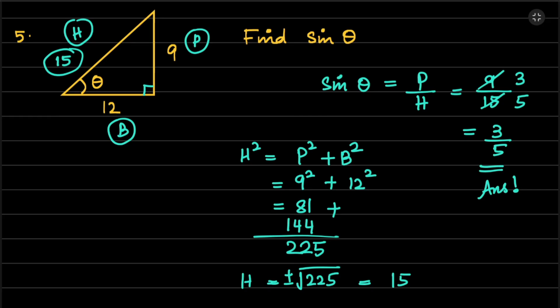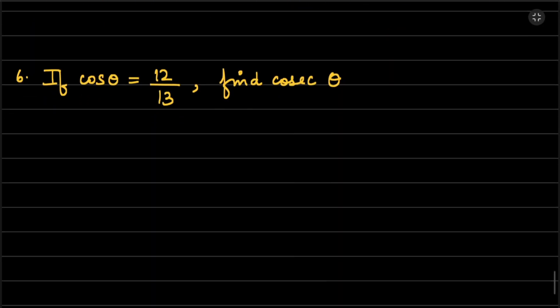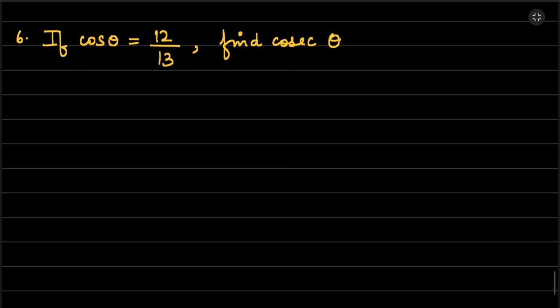So all the questions that we are doing today are super easy questions. Absolutely nothing that you have to worry about or think through. It's very, very easy. Just remember the formulas of all the 6 trigonometric ratios. Let's move on to the 6th question. If cos theta is equal to 12 by 13. So what is cos theta equal to? It is B by H. It is given as 12 by 13.